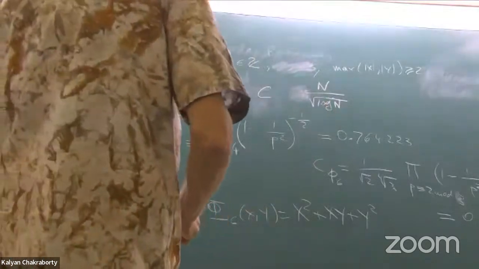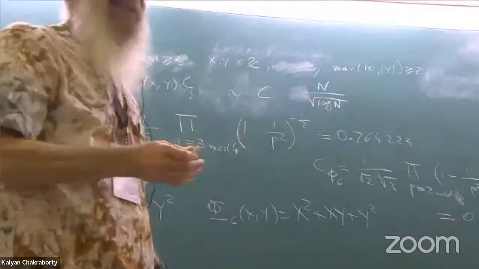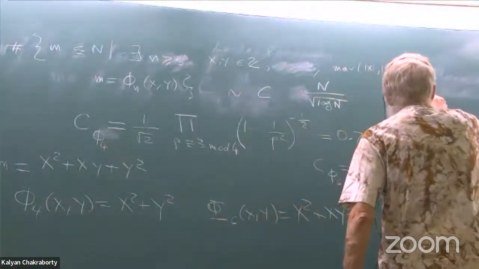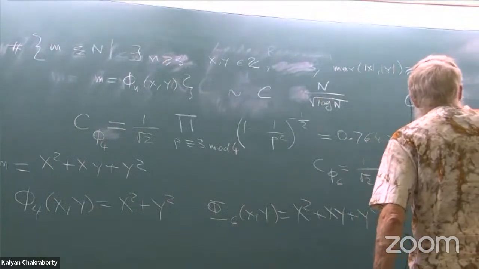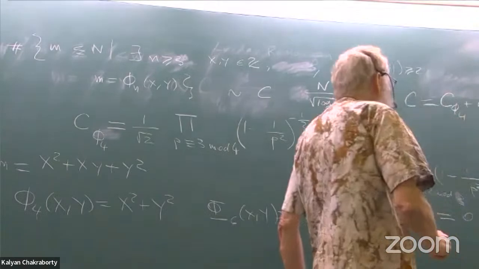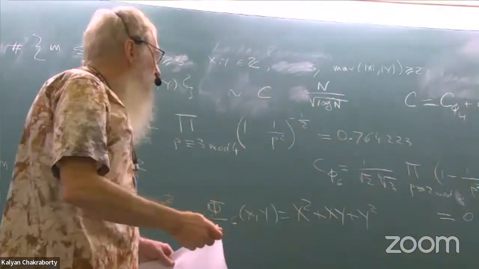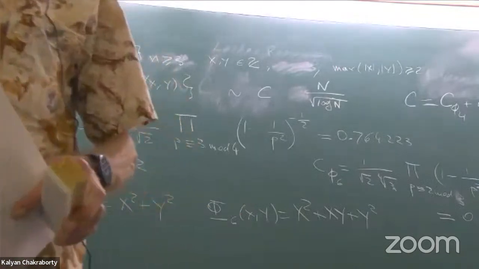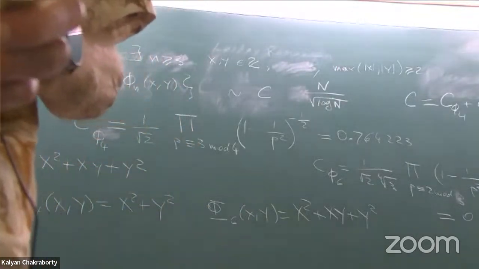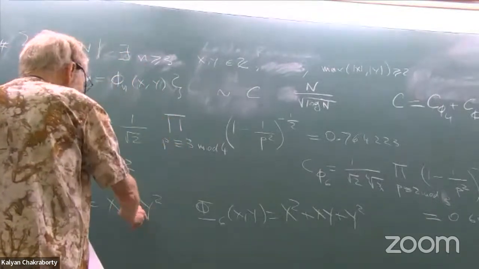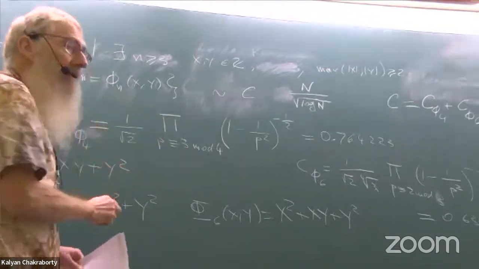And so we have a constant C, and what is the constant C? It's not really a surprise. C is C phi 4 plus C phi 6. Which means that if you have an integer which is represented by some binary cyclotomic form, then most often it will be either the sum of two squares or represented by the other form which is here.